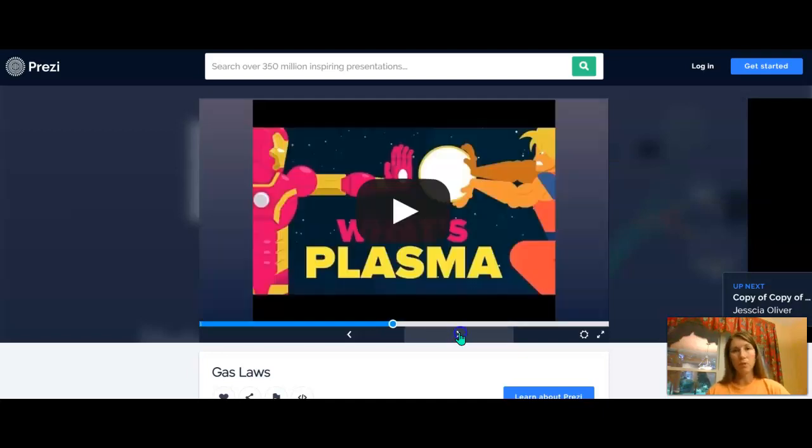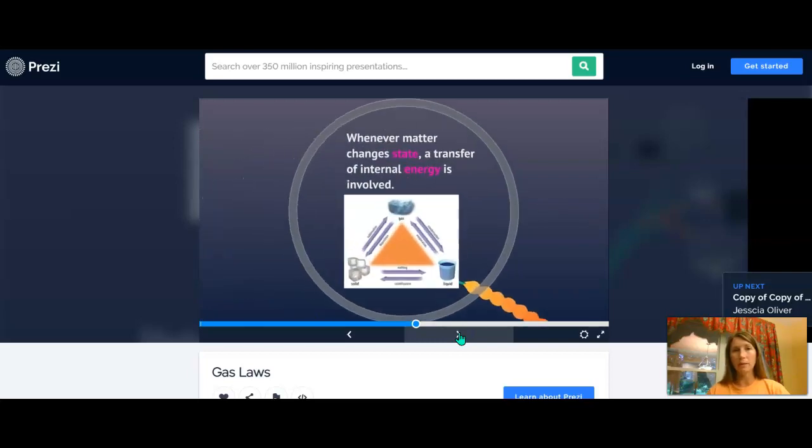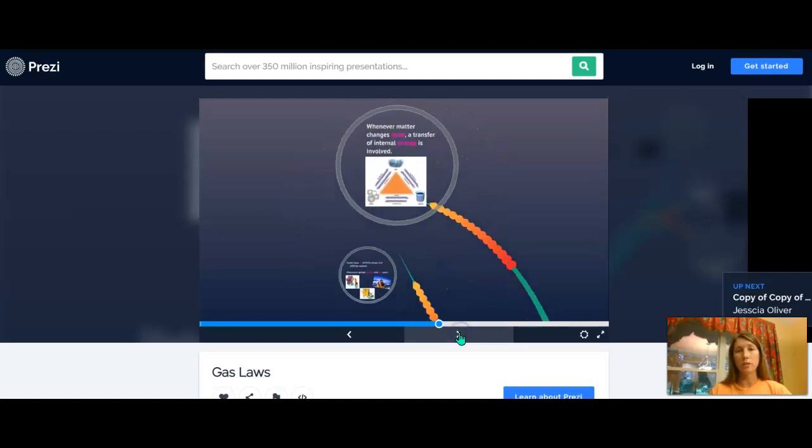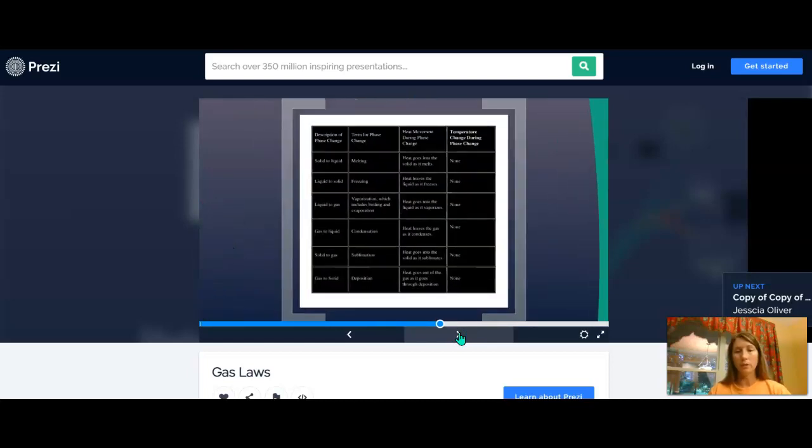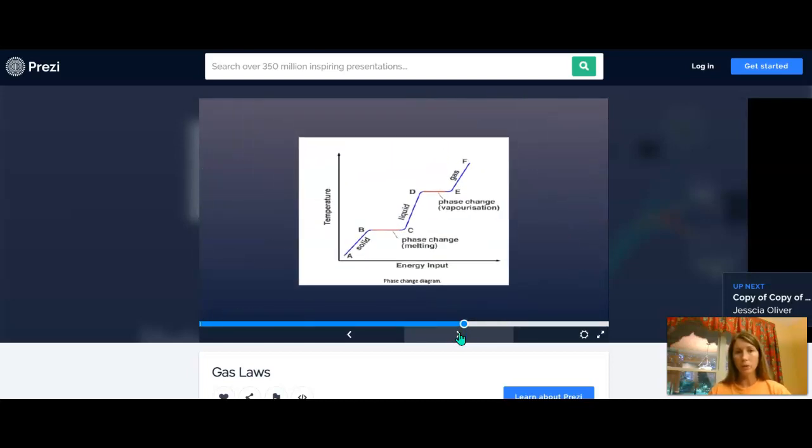So video on plasma, hopefully you've watched that. And then the big focus here is knowing the phase changes and what happens during those phase changes. So hopefully you looked at this chart, but what I really want you to focus on is this heating and cooling curve. So I'm going to show you a different image of that.